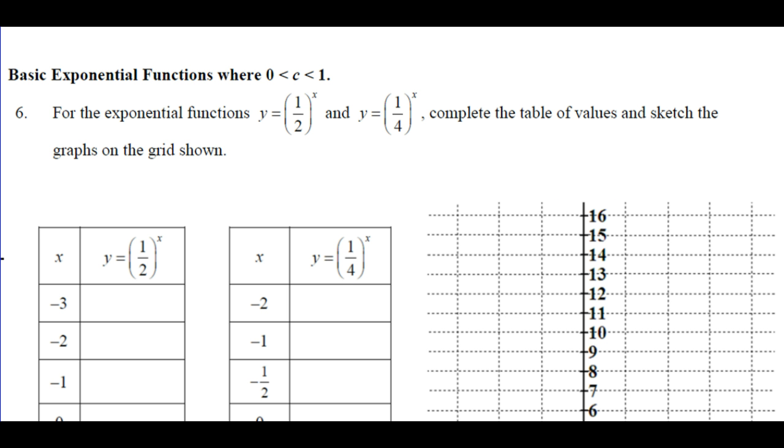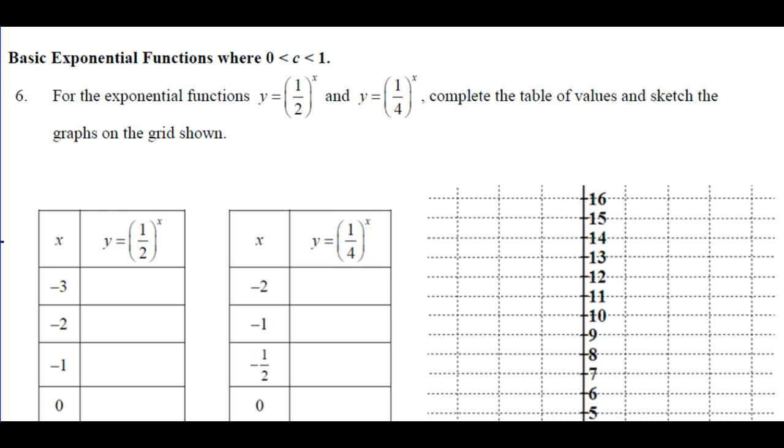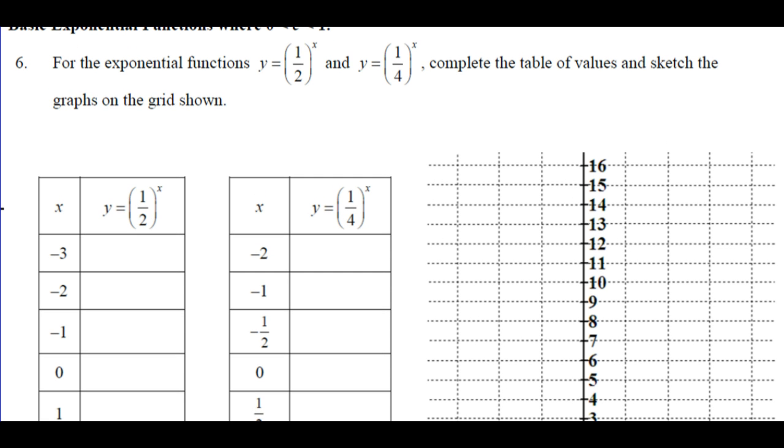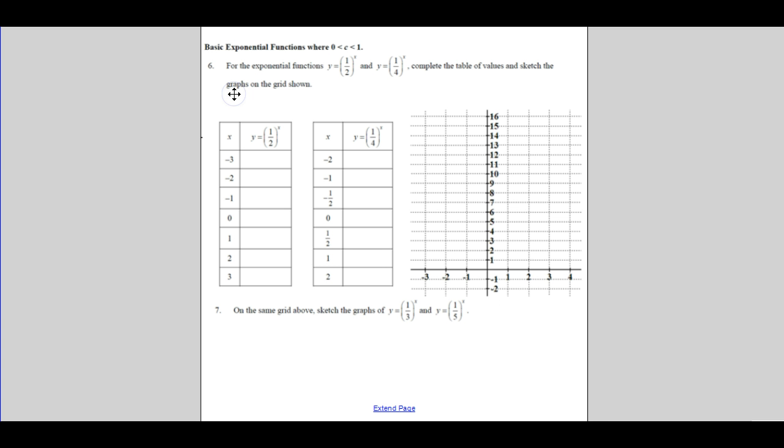Basic exponential function where c, the base, which I think when we do, we're going to call it b, is between 0 and 1. So we're going to do 1/2 to the power of x and 1/4 to the power of x. And we'll take this down to a page so we can see the page.